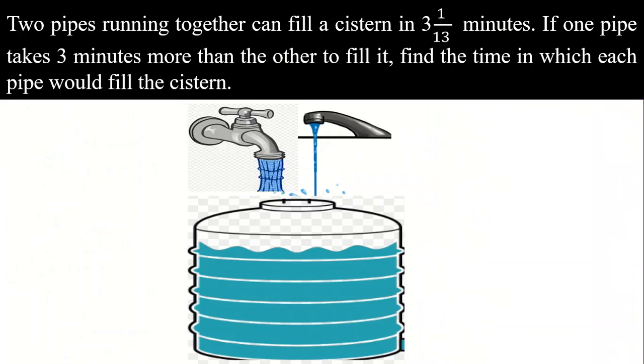Now consider the next example. Two pipes running together can fill a cistern in 3 1/13 minutes. If one pipe takes 3 minutes more than the other to fill it, find the time in which each pipe would fill the cistern.